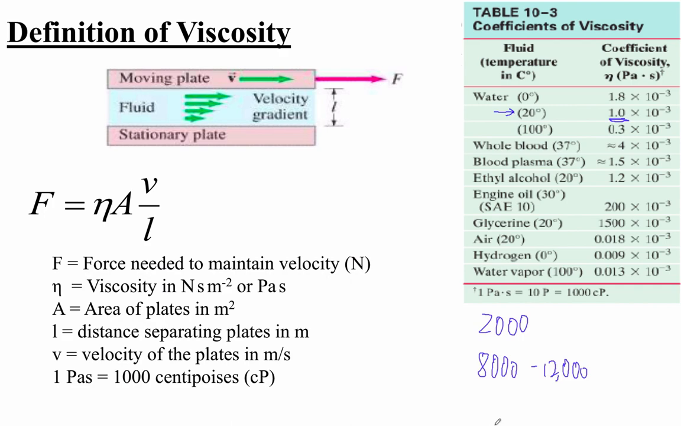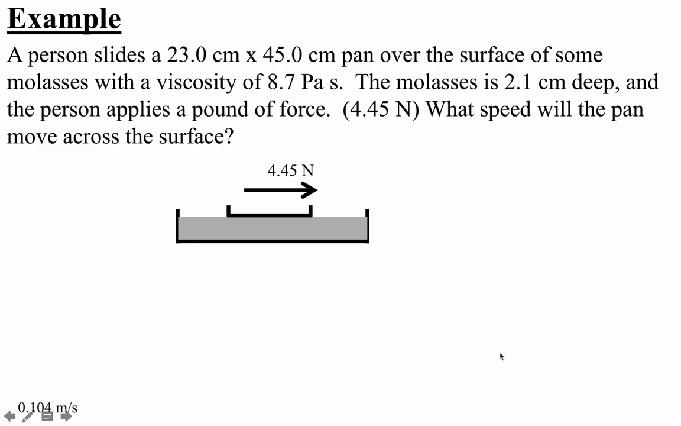Let's just do an example problem of this. A person slides a pan, maybe 45 centimeters long and 23 centimeters wide, and it's that overlapping area that matters. Over the surface of some molasses with a viscosity of 8.7 Pascal seconds, or 8,700 centipoises. The molasses is 2.1 centimeters deep, and the person applies a pound of force. What speed will the pan move across the surface?